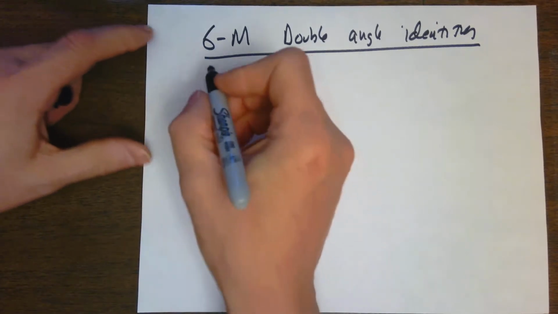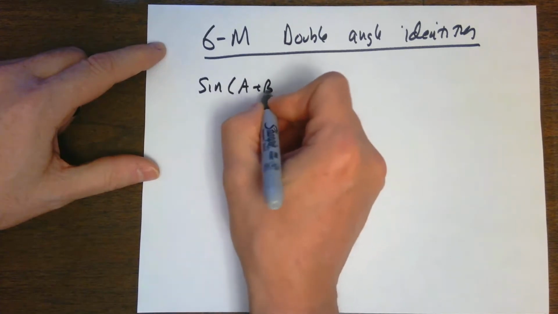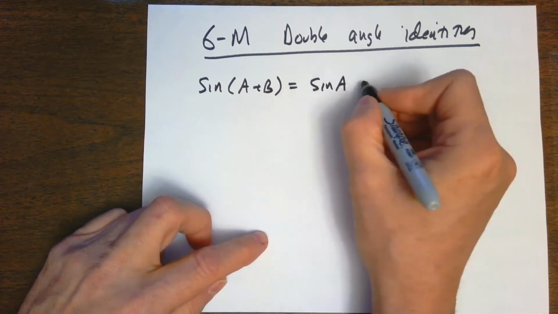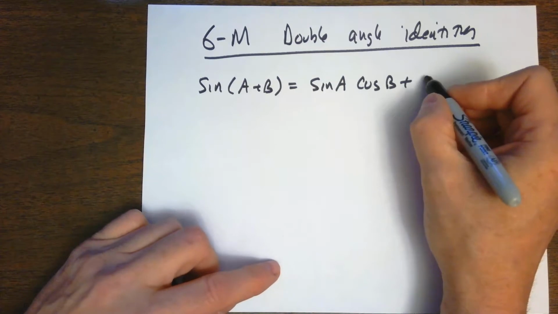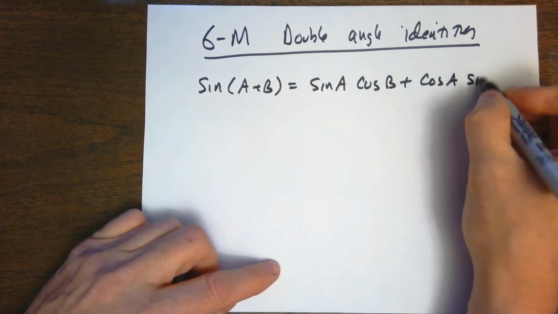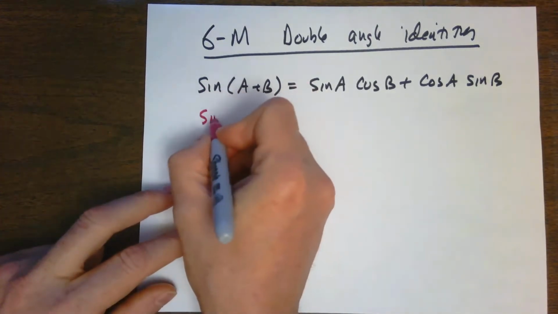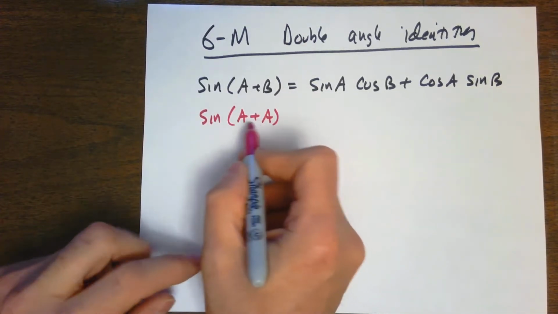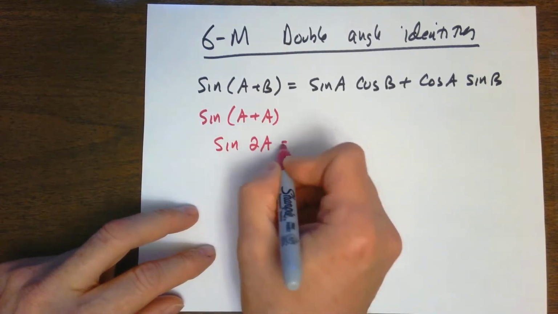First, we know from the previous lessons that the sine of two angles is the sine of the first times the cosine of the second plus the cosine of the first times the sine of the second. But what about if we made the angles the same? What if we said the sine of A plus A? In other words, double angle. This is going to be 2A, isn't it? We're going to get a formula for the sine of 2A.